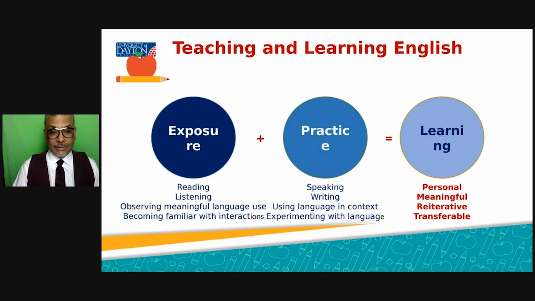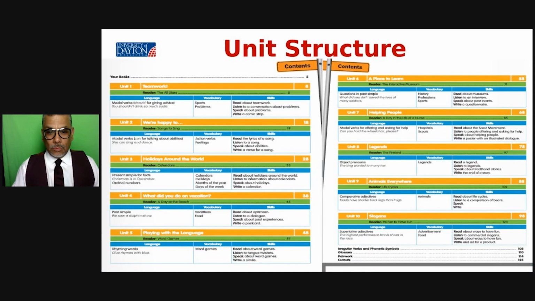That's the way in which Trails Plus works. The idea, as you can see on this slide on the screen, is precisely to expose students to the language before we provide them with the necessary practice. Once we put together this exposure and the practice, we will be achieving the learning stage. So that is the logic behind Trails Plus.